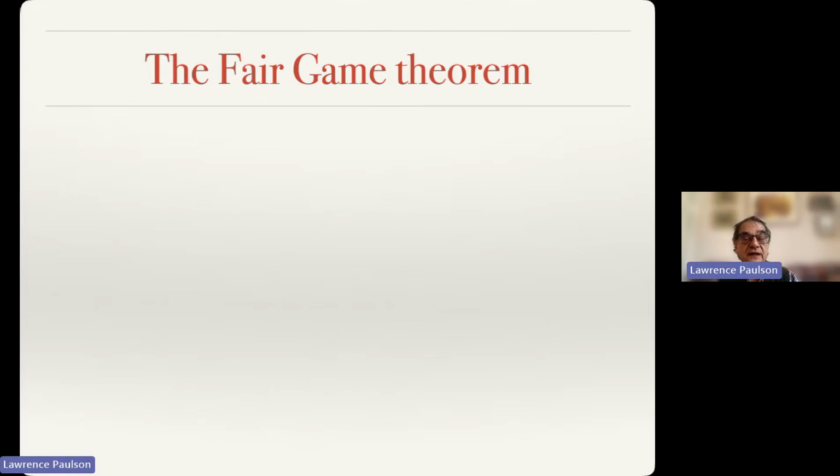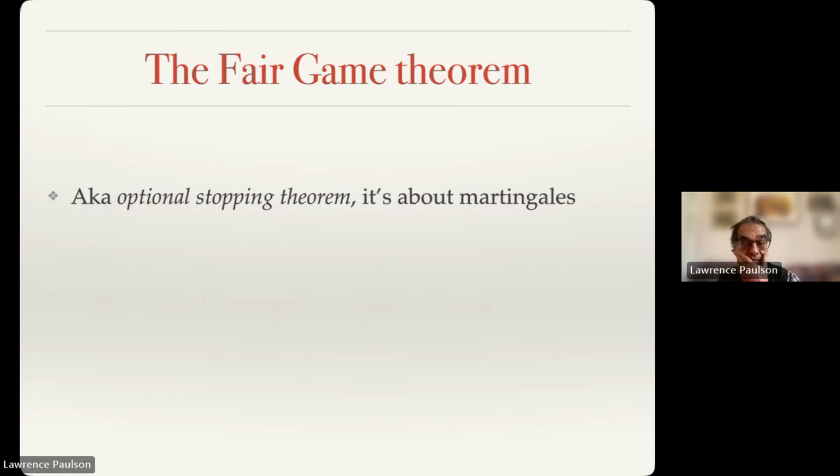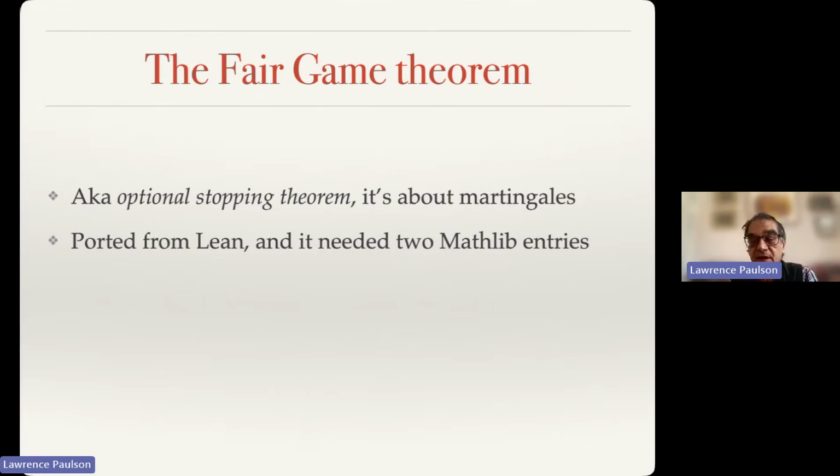So another thing I tried, this was in fact from Lean. Yes, the optional stopping theorem about things called martingales. All I know about martingales is that it has something to do with probability. So as usual, I'm totally out of my depth. This example had been done in Lean. I guess it was in MathLib, and there were two other MathLib entries that it depended on, so I had to port all of that.